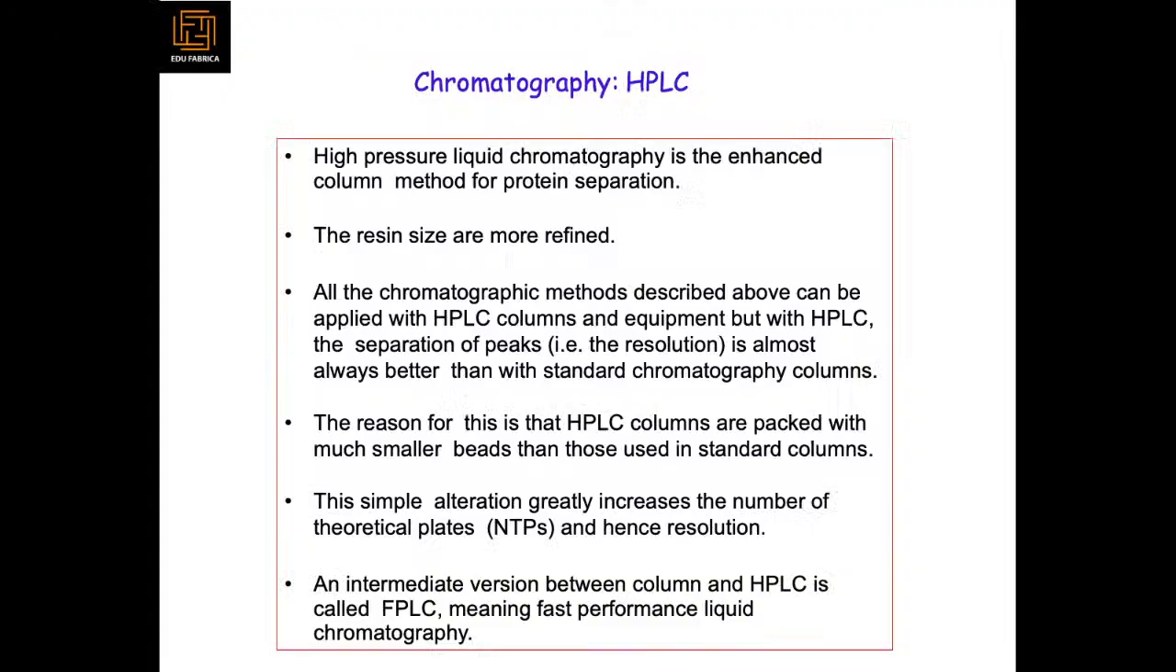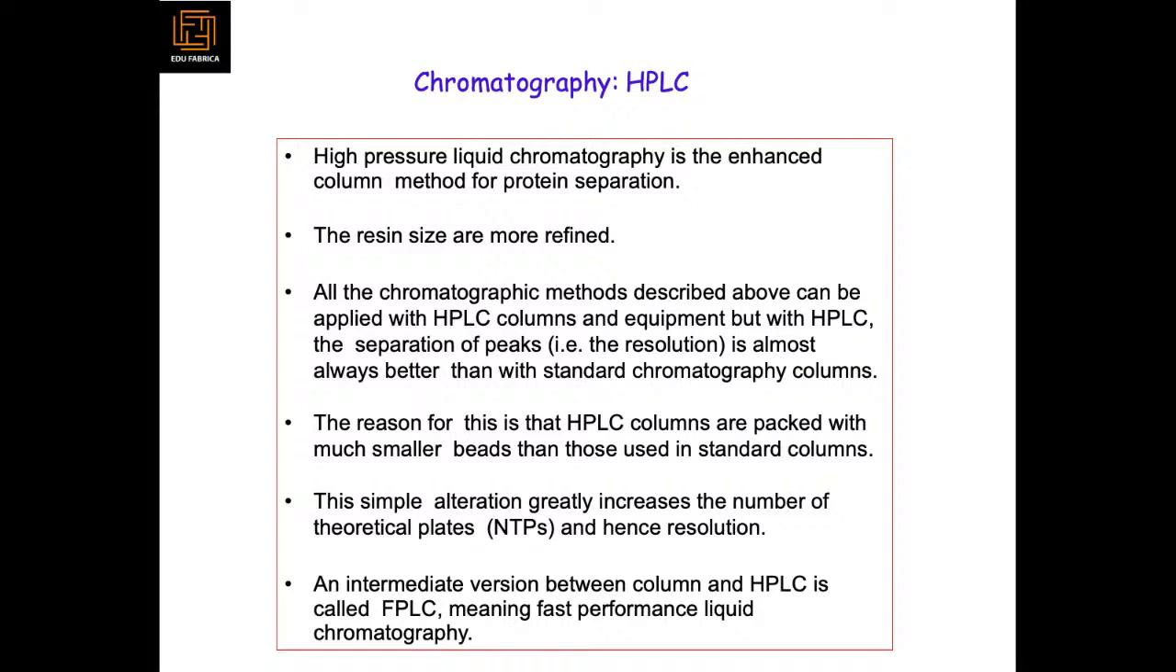Now comes the last topic of today, HPLC, that is high pressure liquid chromatography, which is an enhanced column method for protein separation. Here the resin sizes are more refined, and in this method you apply your sample over the HPLC column, on which after the separation we get the peaks, that is the resolution, to understand the chromatography column.